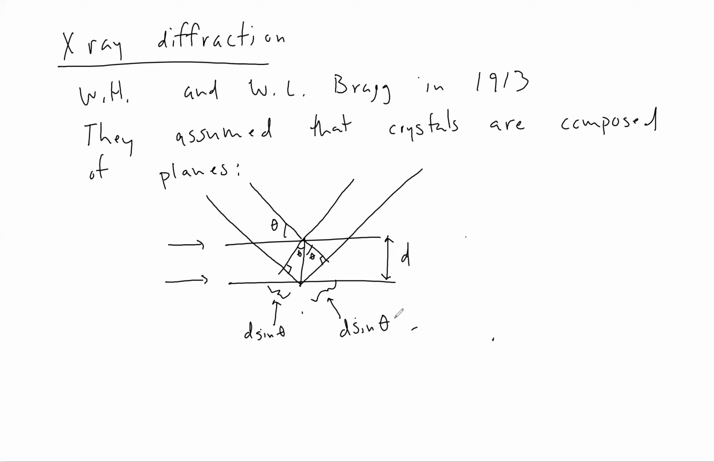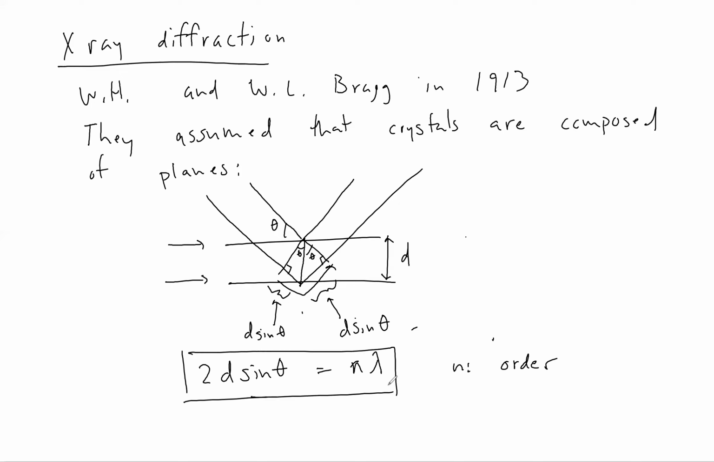And if we're asking about the condition for a reflection peak, what we mean is there's constructive interference between these reflected X-rays. So we'll require that twice d sine theta, which again is the extra distance the lower X-ray travels relative to the upper one, is equal to an integer number of wavelengths. So n here is an integer. It's called the order of the reflection peak. So this is called the Bragg condition for X-ray reflection.